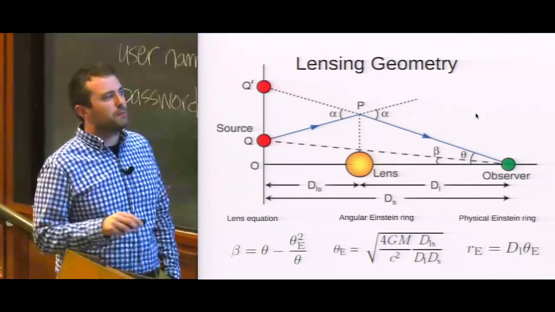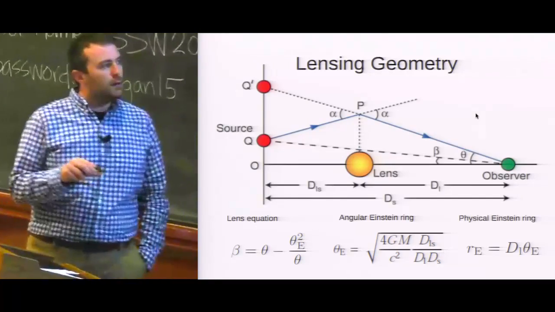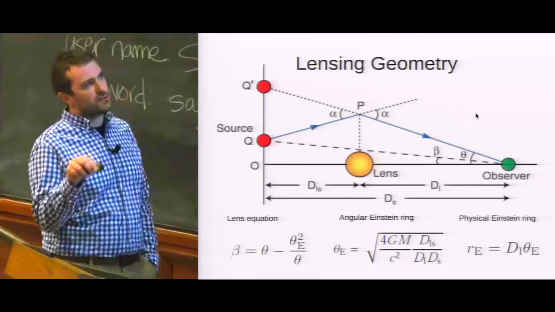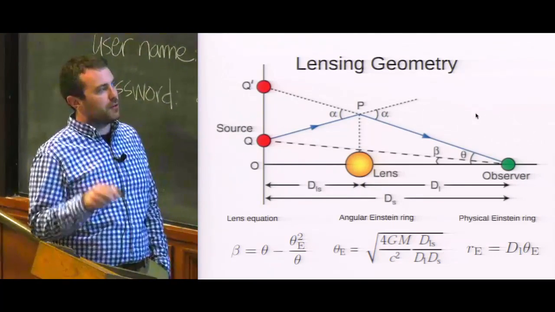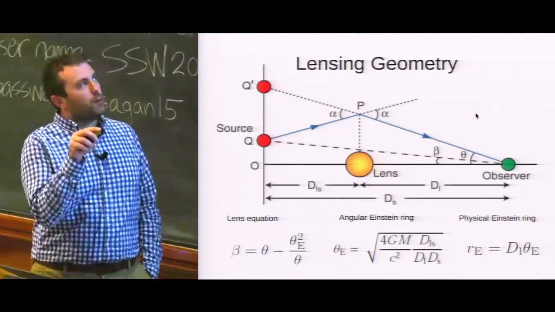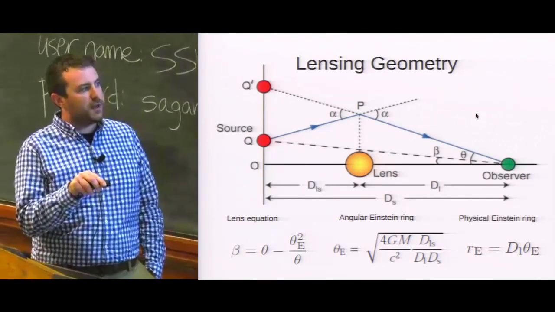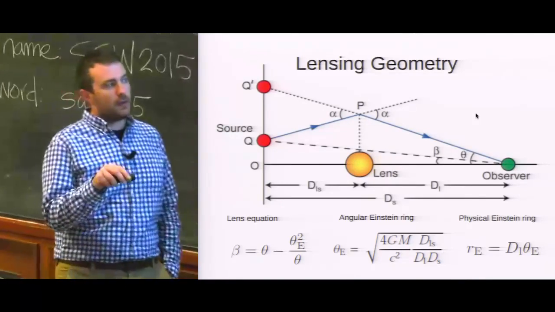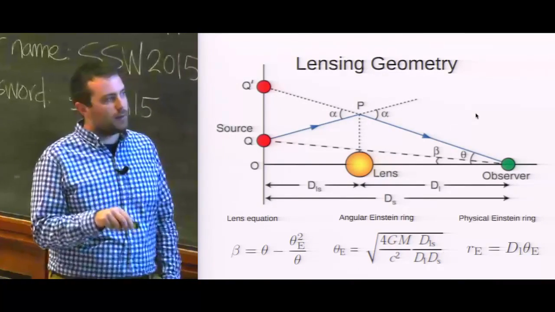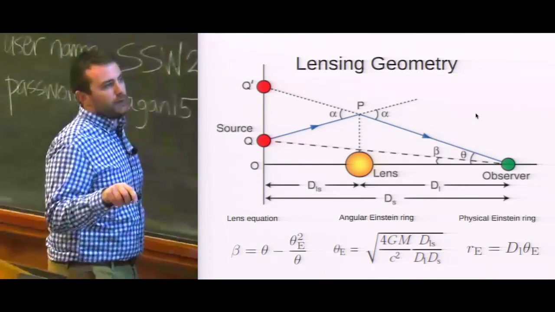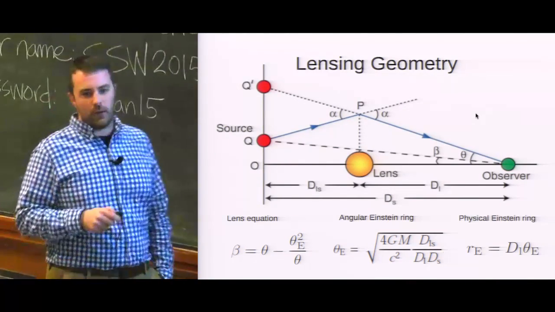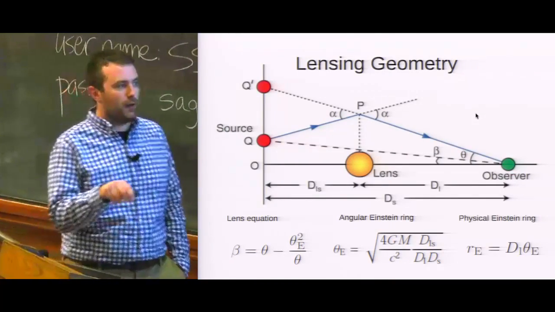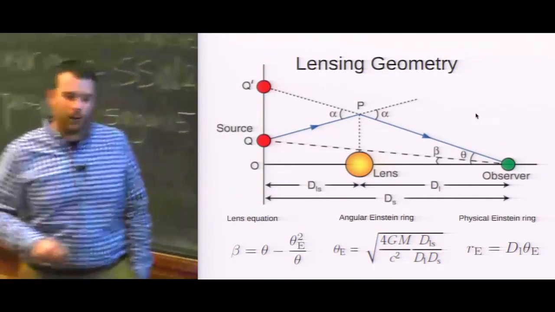And so the equation that describes the positions of these images is called the lens equation, and it relates the position of the source, or the angle of the source on the sky, or where it would have been, and where the images are, these thetas. And the scale of this is set by the Einstein ring radius. In this case, it's an angular scale, and it just depends on the distances and the mass of the lens.